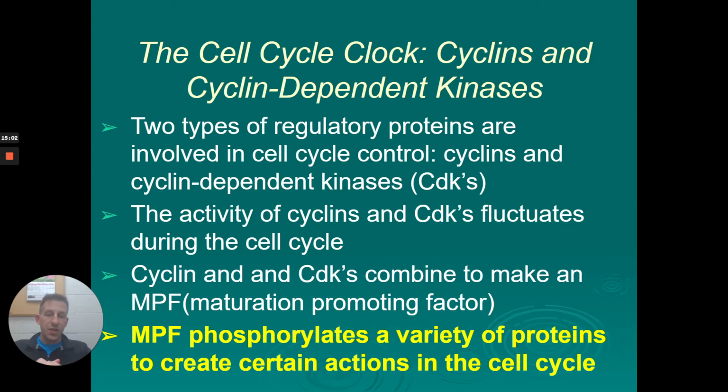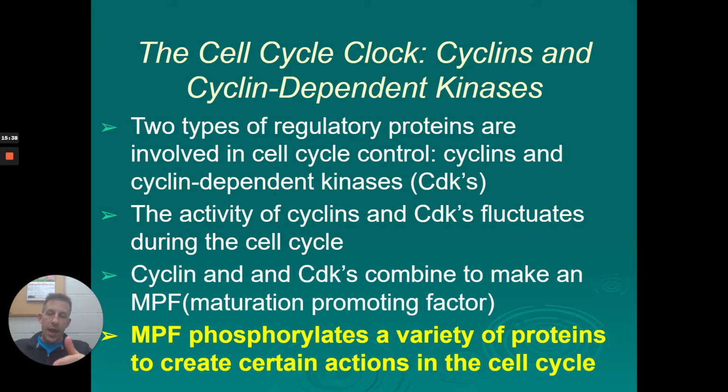So the maturation promoting factor, once it comes together to make this molecule called the MPF, actually phosphorylates different proteins seen in the cell cycle so that certain actions actually occur. And we talked about in chapter 11 the importance of this phosphorylation, right? When you phosphorylate something, you add a phosphate from ATP to another molecule. And when you add that phosphate to this other molecule, it activates it, right? And so this activated molecule can then go do all sorts of cool stuff, all right?